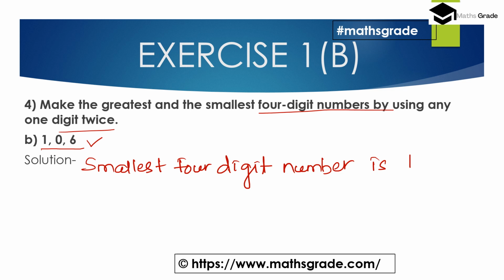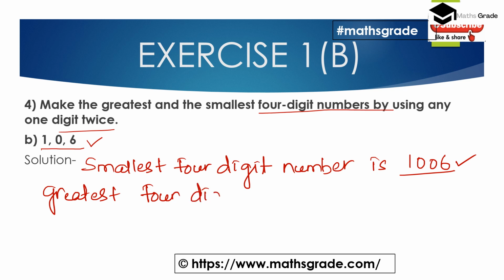So 1, then 0, 0, 6: 1006. This is the smallest four digit number. The greatest four digit number will be 6. Then if we use the digit 6 two times, it will be 66, then 1, then 0. So this is the greatest four digit number, 6610.